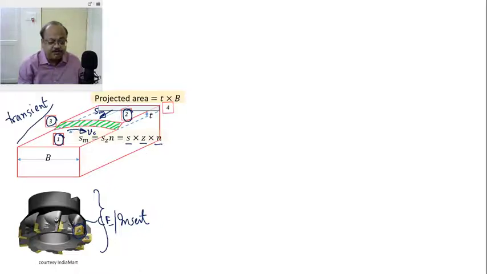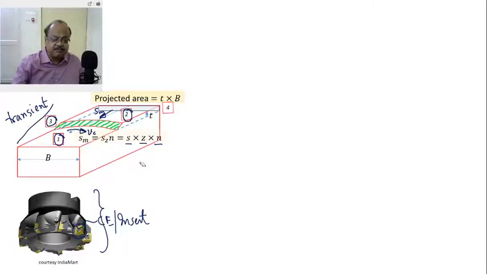and feed rate can be calculated as feed per tooth into number of cutting edges or inserts and rotational speed. Here you have 1, 2, 3, 4, 5, 6, 7, 8, 9 cutting edges. So for this particular one, this is 9 cutting edges. This is not important. I am just showing you what I mean by number of cutting edges. Now, how to calculate the material removal rate?